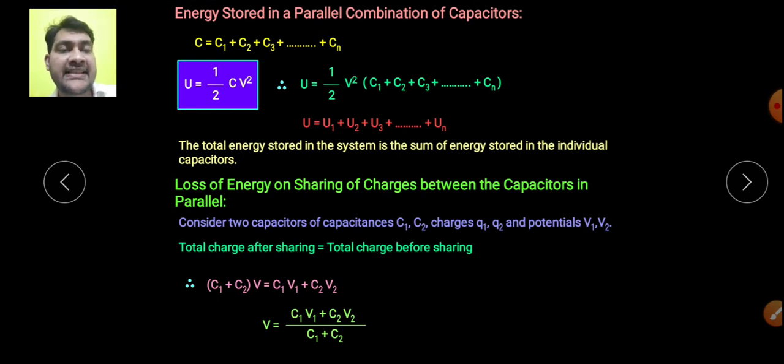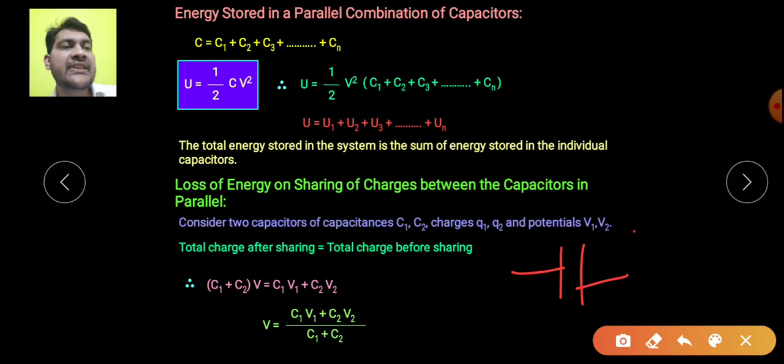Before sharing, the total charge was C1 V1 plus C2 V2, as Q is expressed as CV. Therefore, charge on first capacitor is C1 V1, charge on second is C2 V2, and after combination the total charge is equal to (C1 plus C2) V, because in case of parallel combination, if this is a capacitor with capacitance C1 and this is a capacitor with capacitance C2, then the total capacitance in parallel is always C1 plus C2. We know this.